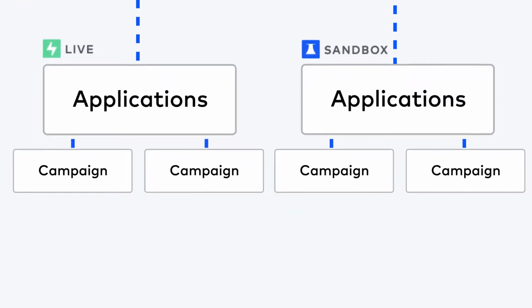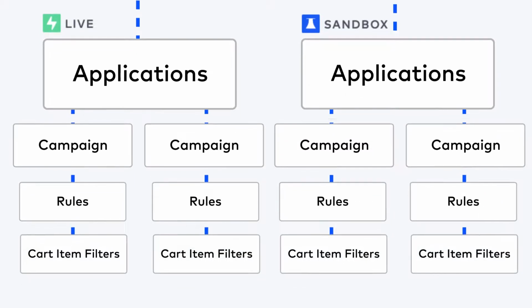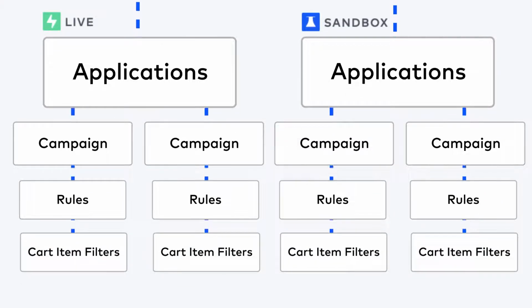These campaigns are structured with rules and they follow simple logic. So when a certain set of criteria is met, we return to the customer some sort of benefit. Additionally, there are cart item filters, which allow you to loop over the customer's cart and filter for different bundles or specific products based on some attribute.